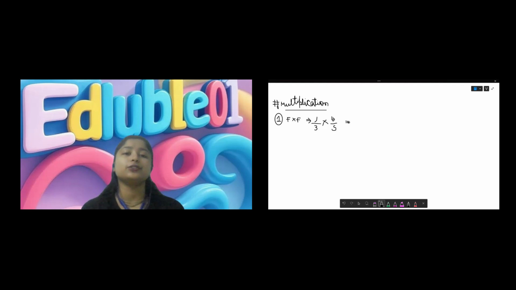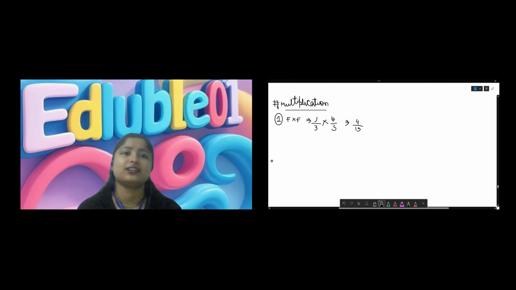So what you need to do, you just need to multiply it straight. 4 times 1 is 4. 3 times 5 is 15. Exactly. No need to change the denominator. It's such a relief. No extra work, right? You just multiply the same. That's it. Let's see one more example of this.